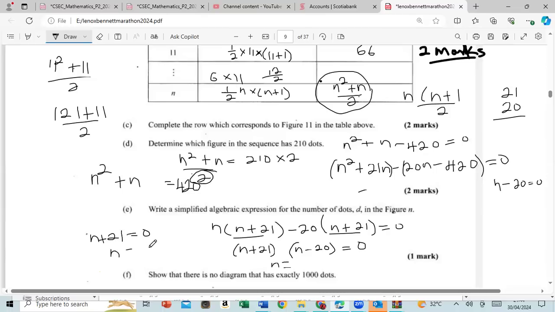Now, I don't think CXC wants a negative answer. But I'm going to see if it works out with the 21. Alright, so n minus 20 equals 0 will give me positive 20. So I'm thinking it should be 20. But if I'm in the exam, I will check if the 20 actually works to give us 210 dots. So I could test it out.